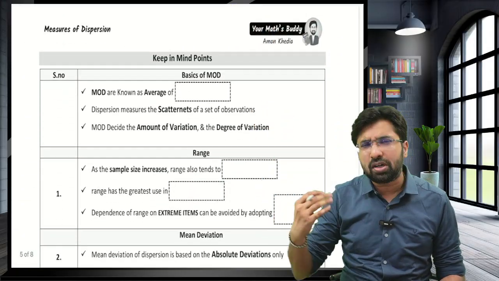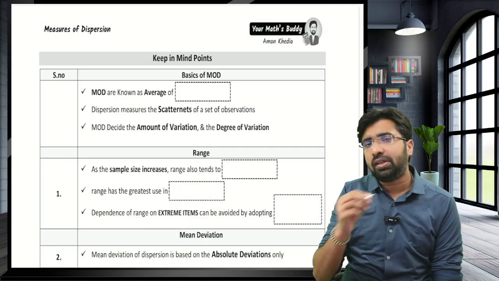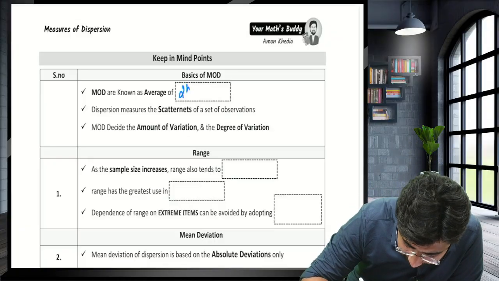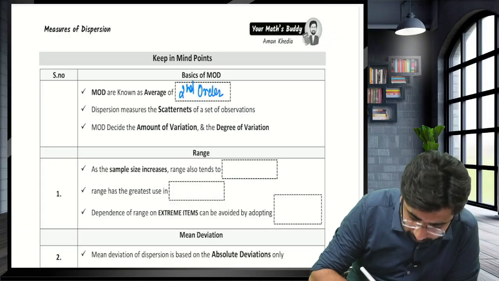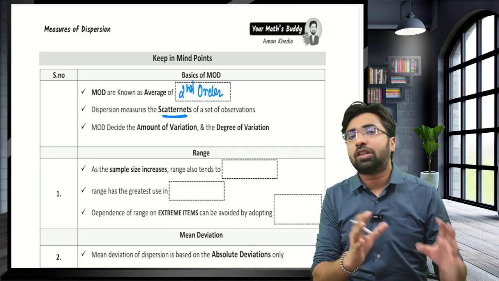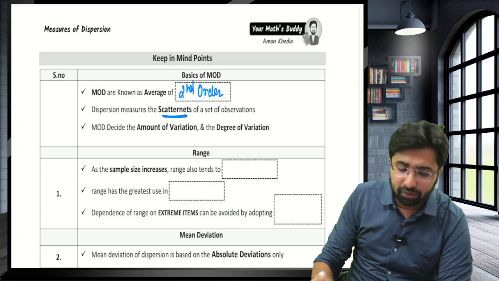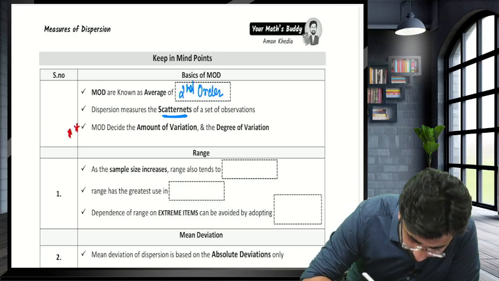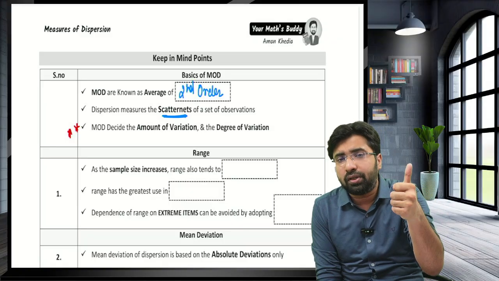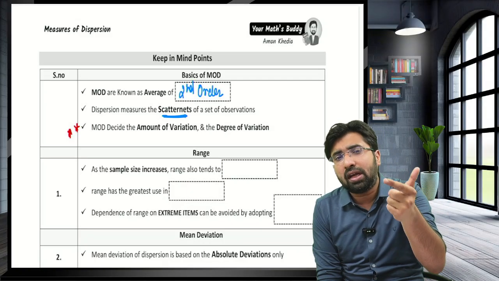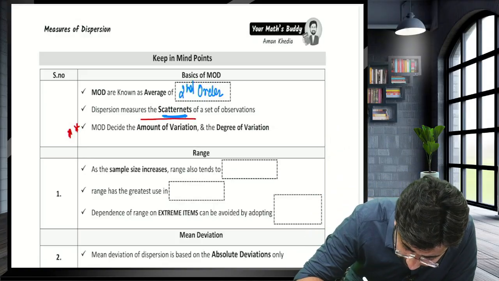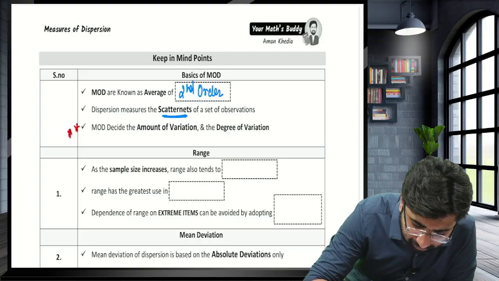Now let's have some points that you should retain in your mind, guys. MOCT are known as averages of first order, and MOD are known as averages of second order. They measure the scatteredness, how the data is scattered with respect to their measure of central tendency. Now this is a very important theory, guys. What do MOD help us calculate? We calculate absolute deviation and also relative measurements. We calculate the exact amount of variation in units, and we also calculate it in percentage.